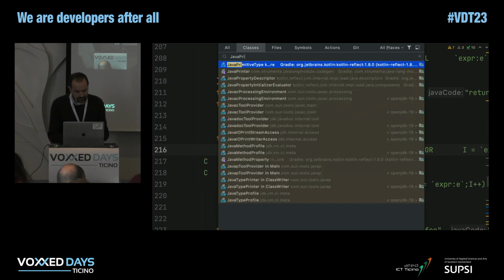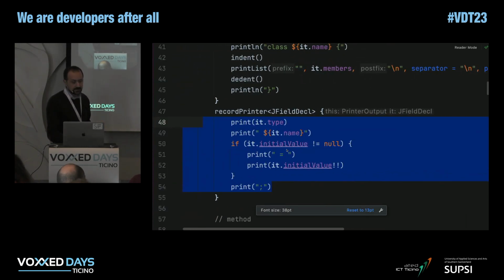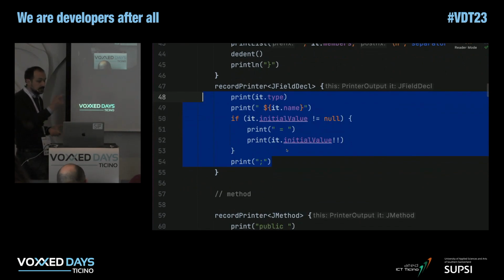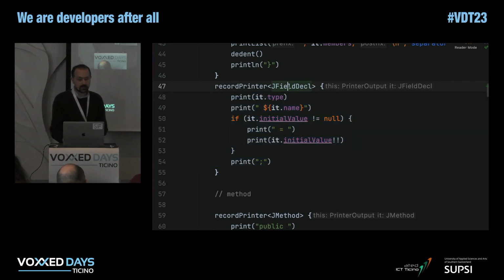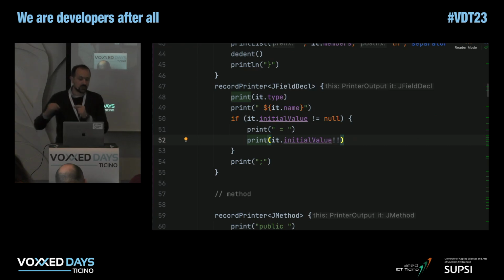Once we have obtained the abstract syntax tree of Java, we need to print it. To print it, we use something very simple. We specify how to print the different kinds of pieces of the abstract syntax tree. For example, and this is just a demo, so this is a simplified printer for Java. When we find a field declaration, we print the type, the name, and if there is an initialization value, we print equal, and then we call the printer for the expression specified as an initialization value.